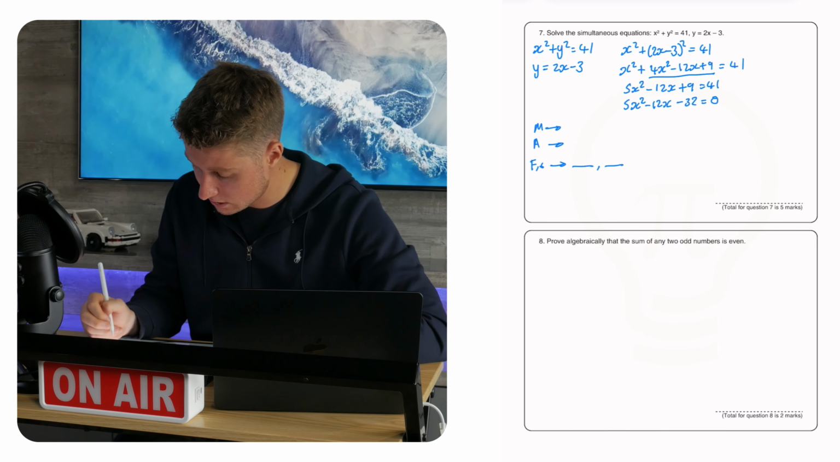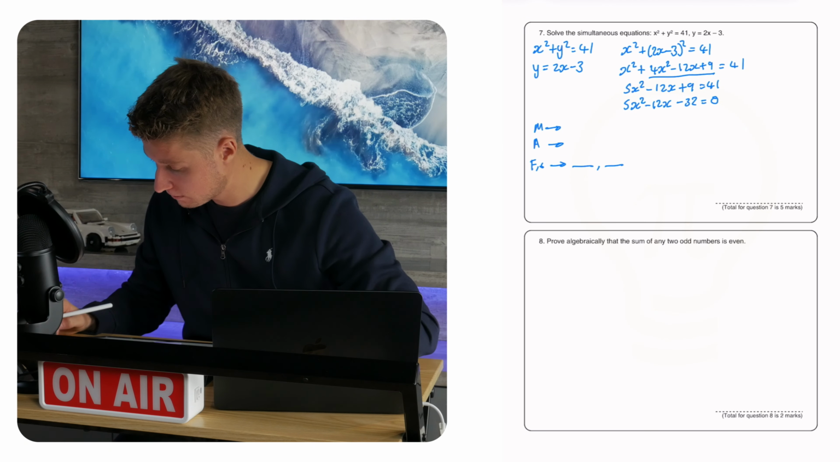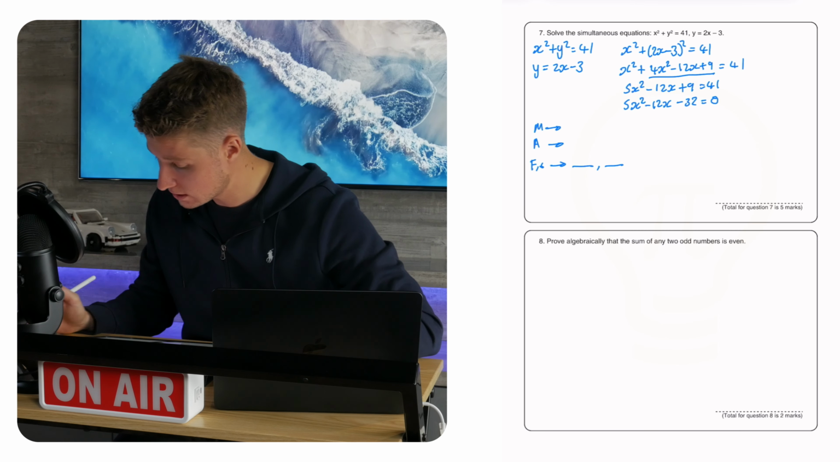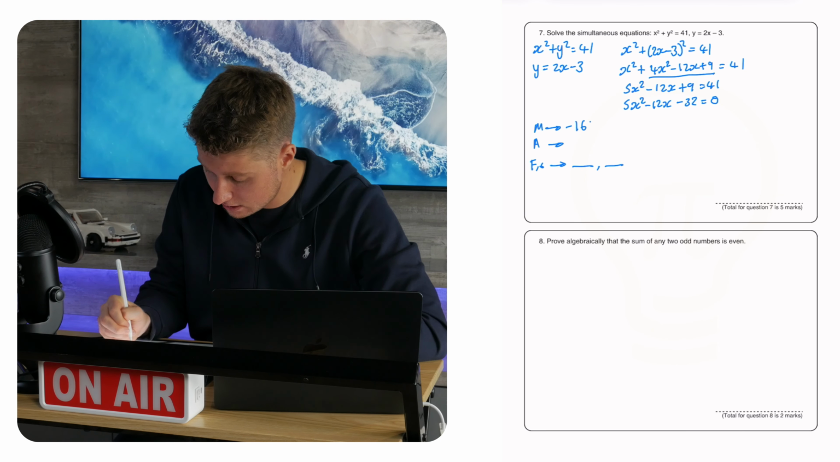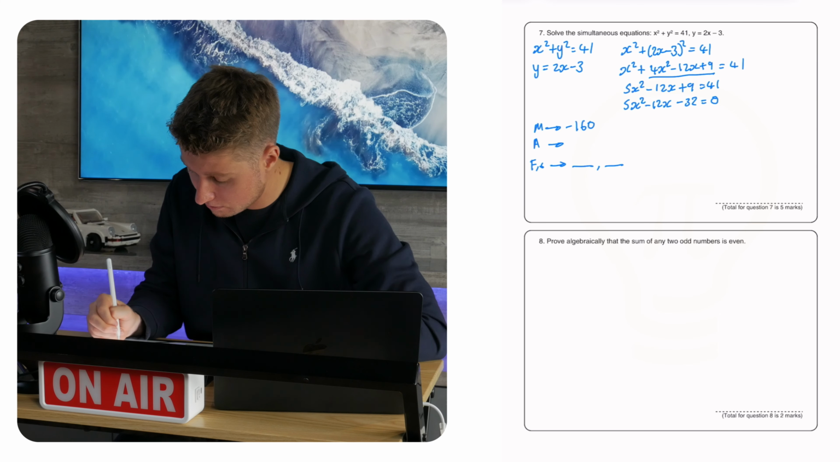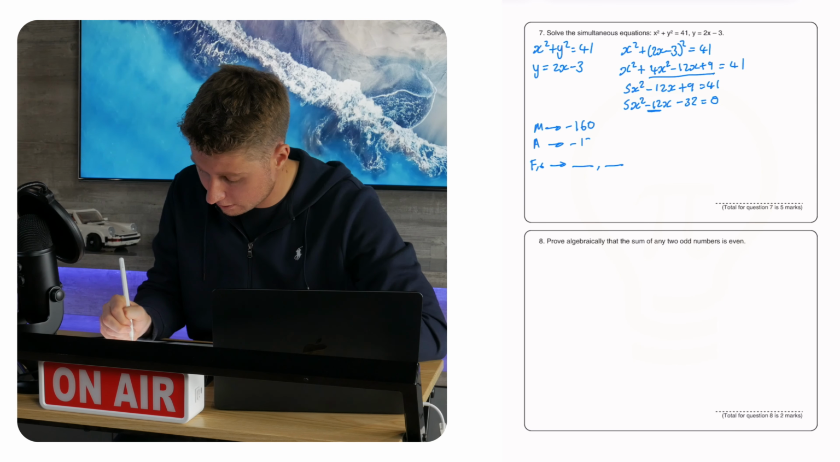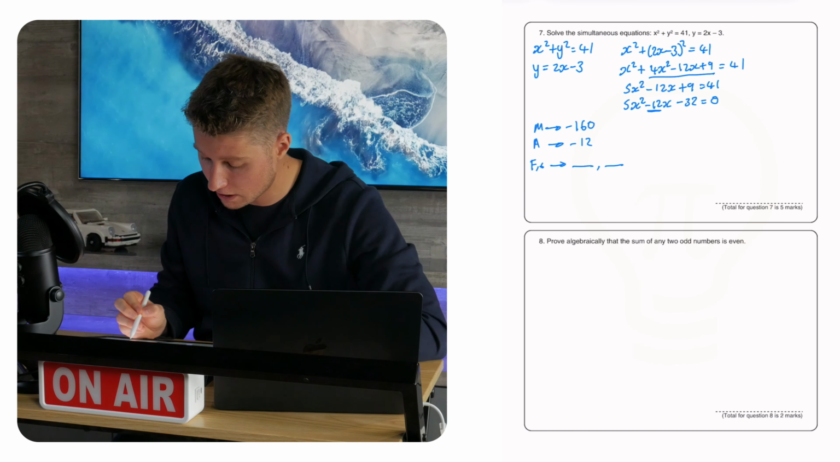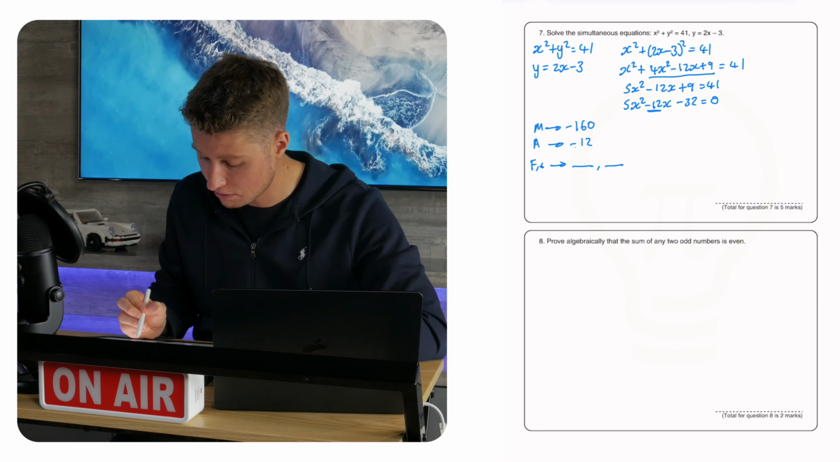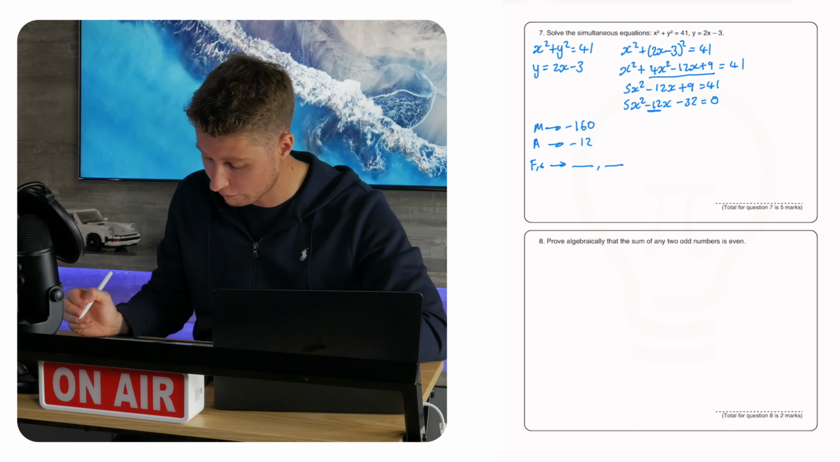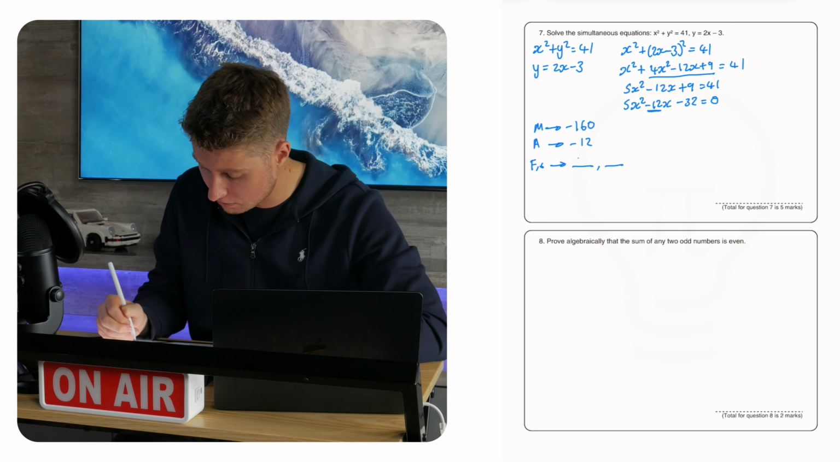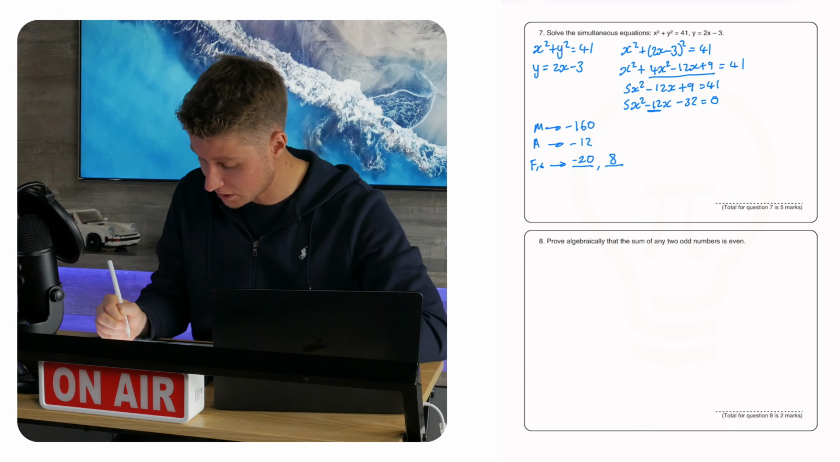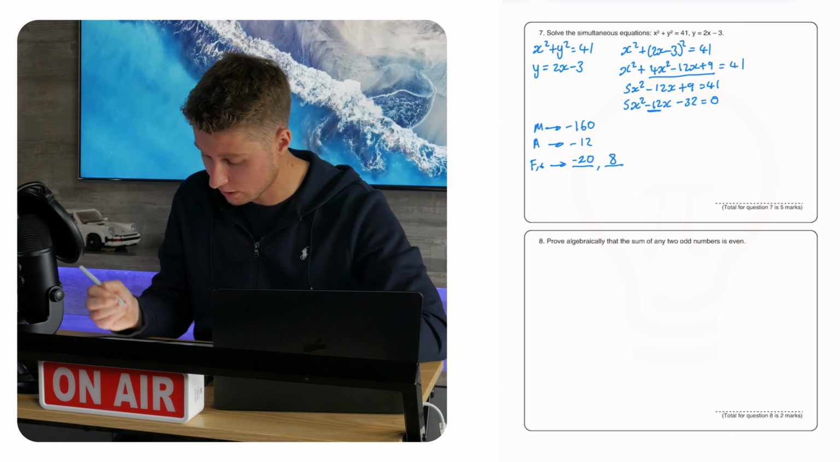So our m value is negative 32 times 5. This is equal to negative 160. And then our a number is this middle number in the quadratic, negative 12. So we need to think of two numbers that multiply together to make negative 160, but add together to make negative 12. So these two numbers will be negative 20 and 8. So negative 20 times 8 is negative 160, and negative 20 plus 8 is negative 12.